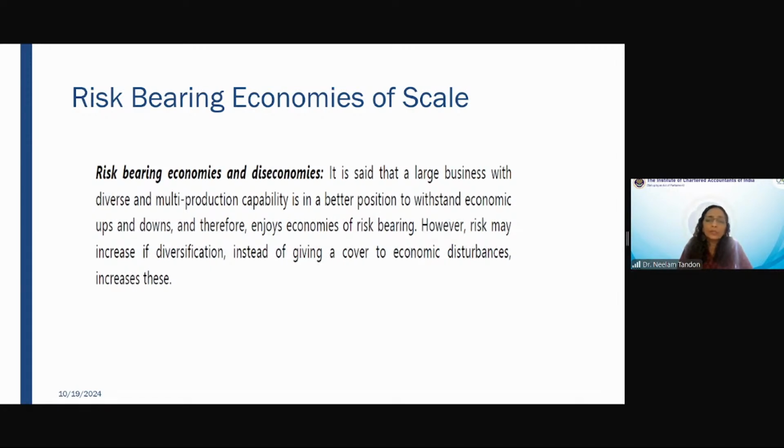Sometimes labour unions become so strong that they lead to strikes and lockouts. They expect that salary should increase. Some people work in organizations where they feel that we are getting paid and our job is secure. They don't work. So when they work on a large scale, problems do happen. That is diseconomies of scale.